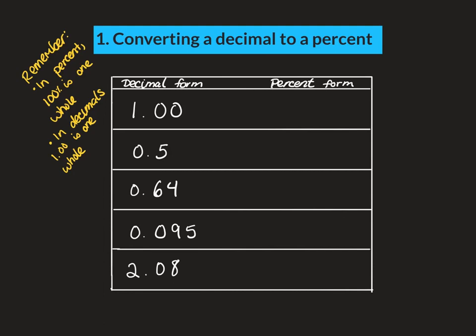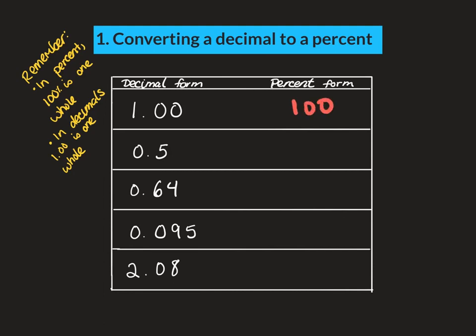We'll start with converting a decimal to a percent. Remember that the whole version of a decimal is 1.00. That represents one whole, W-H-O-L-E. But one whole in percent is represented by 100, because 100% means all of something. And in decimal form, 1.00 means all of something, one full unit. So in order for us to convert from a decimal to a percent, we need to move our decimal 2 places to the right, because 1.00 in decimal is equivalent to 100 if we're looking at it in percent form.